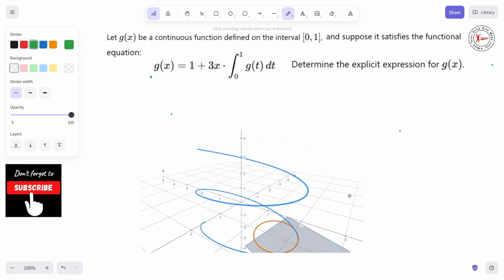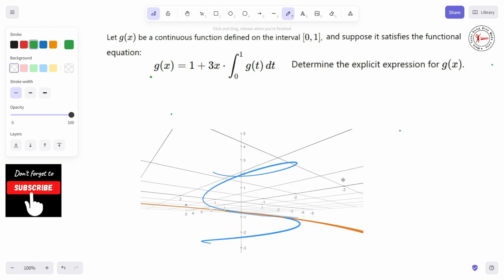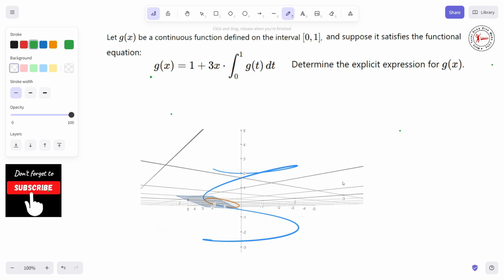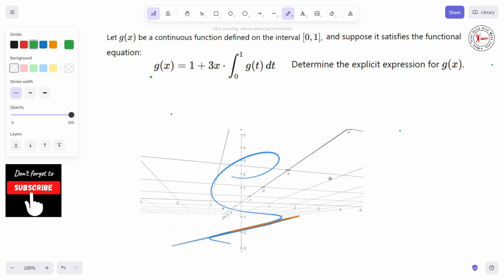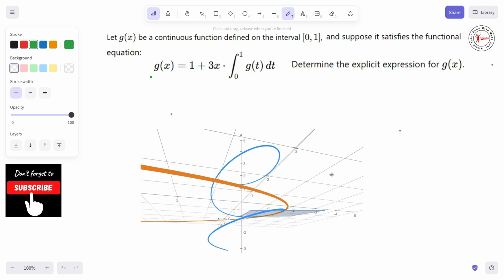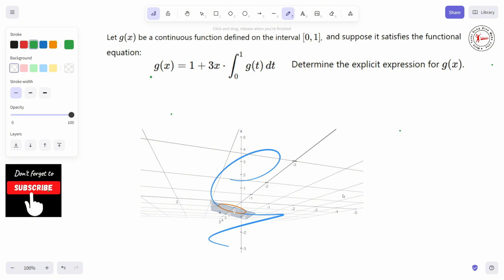The question is to solve functional equations with definite integrals that yield a constant. Let g of x be a continuous function defined on the interval from 0 to 1. It satisfies the condition that g of x equals 1 plus 3 times x multiplied by the definite integral from 0 to 1 of g of t with respect to t. Our task is to find the explicit formula for g of x.